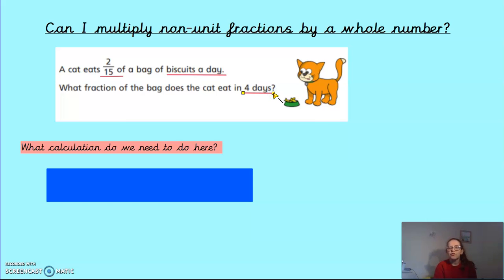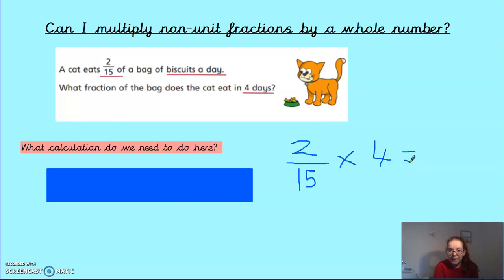So what calculation do we need to do here? Well, if we know that every day the cat eats 2/15 of a bag, and we want to know how much of the bag the cat eats over 4 days, we're going to need to times this fraction by 4. Okay, so 2/15 times 4. You can pause me here if you want to have a go at it yourself, because we have just had a go at the same calculation.